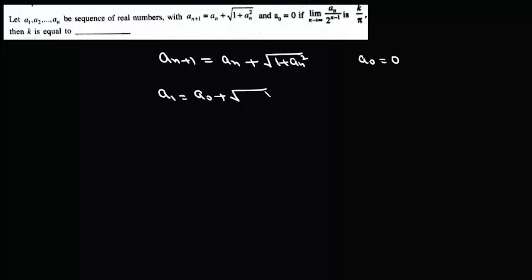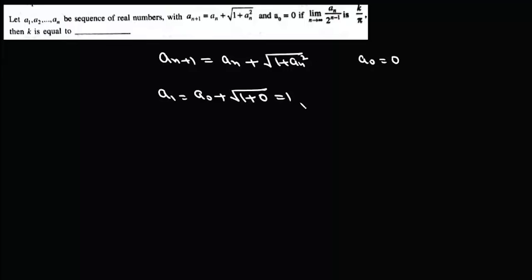Now here we are given a sequence of real numbers such that a(n+1) equals a(n) plus under root of 1 plus a(n) square, and a0 equals 0. If the limit as n tends to infinity of a(n) upon 2 to the power n minus 1 is k by pi, we need to find the value of k. Now, if we put n as 0, we'll get a1, and this a1 will be a0 plus under root of 1 plus 0, which is 1.